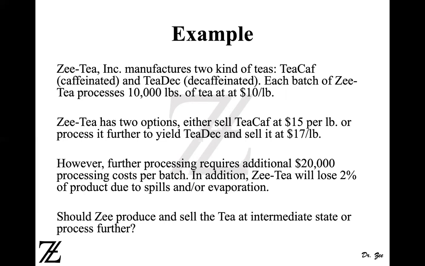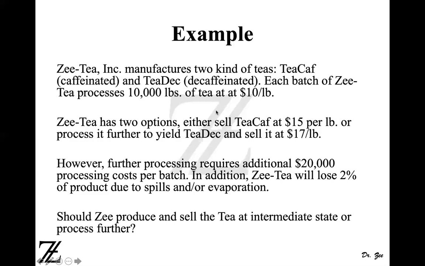However, further processing requires an additional $20,000 processing cost per batch. In addition, ZT will lose 2% of product due to spills and/or evaporation. So because they are processing further, they can lose some of the products. For example, when you're producing gasoline, when you refine it from 87 octane, if you have 100 gallons of gasoline at 87 octane, by the time you make 89 octane, you may lose gasoline due to evaporation, spills, or some other reason. So similarly, you're losing product here. 2% of it will be lost.